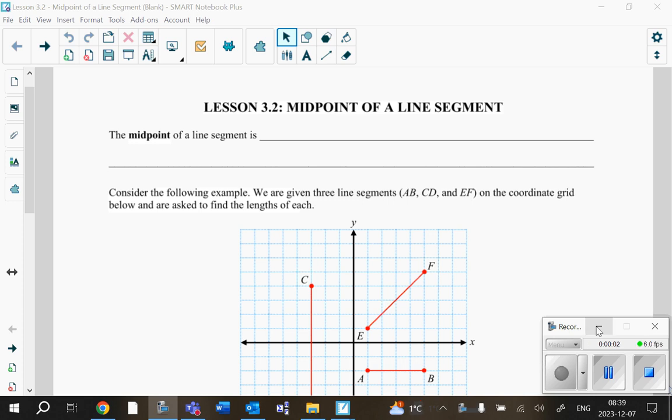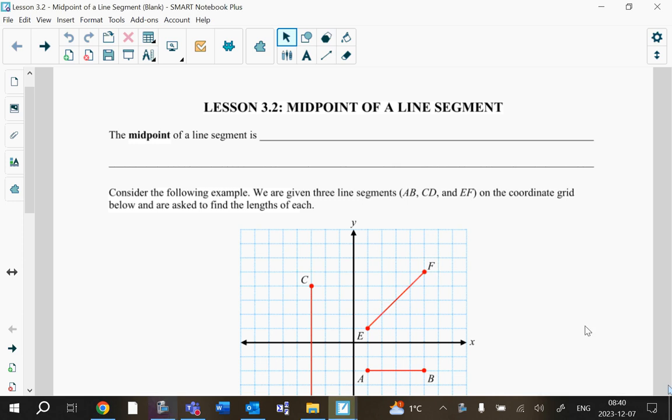So like I said, a different measure we can find using a coordinate grid and ultimately a formula. The midpoint of a line segment. What do you think the midpoint is? The middle? Halfway point? Yes, exactly.